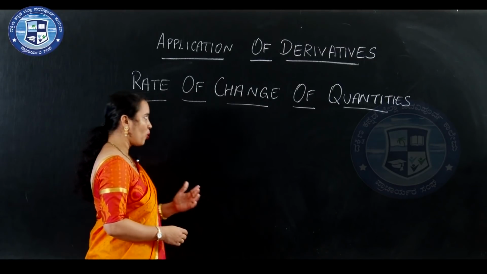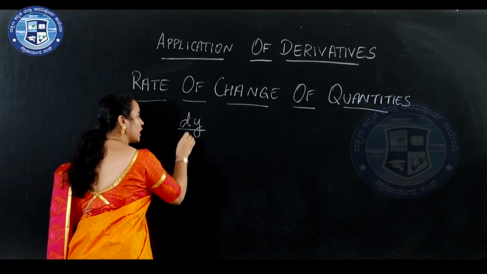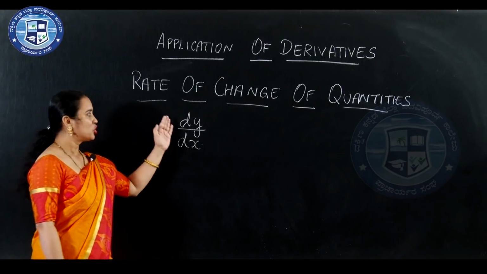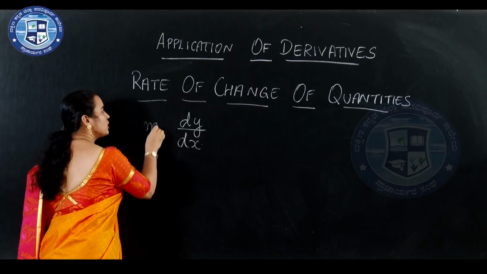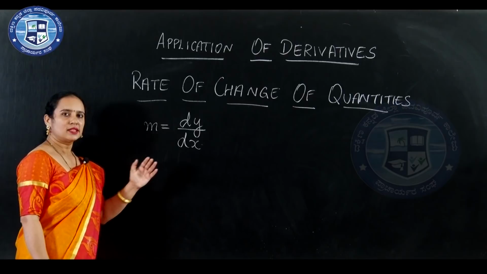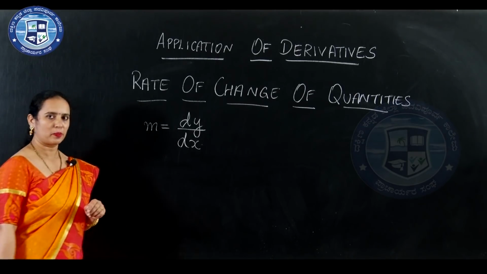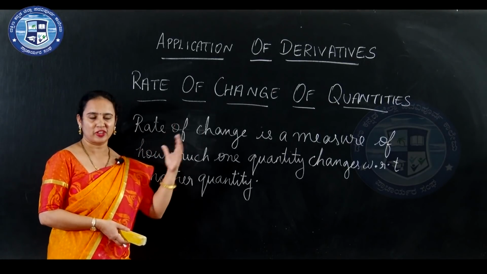So, this slope, change in y with respect to x, we denote it as dy by dx. What is change in y with respect to x? It is nothing but slope. We will study this in detail later in the coming concepts. So, slope is dy by dx. With all these, we can understand the concept of rate of change.